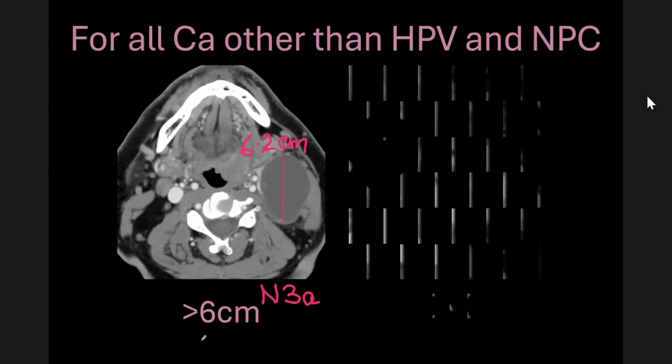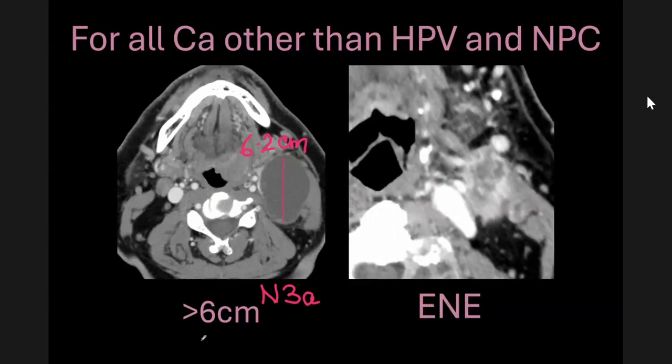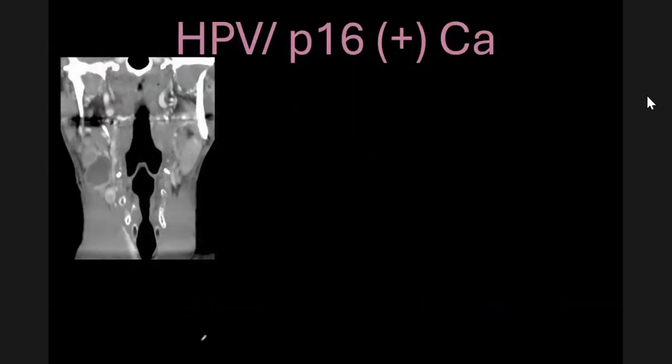And then there is extranodal extension. When there is extranodal extension, that is the highest nodal stage, which is N3B. And we talked about the different features of extranodal extension. It could be indistinct nodal margins, it could be lymph node conglomeration, or it could be frank invasion of the adjacent structures.